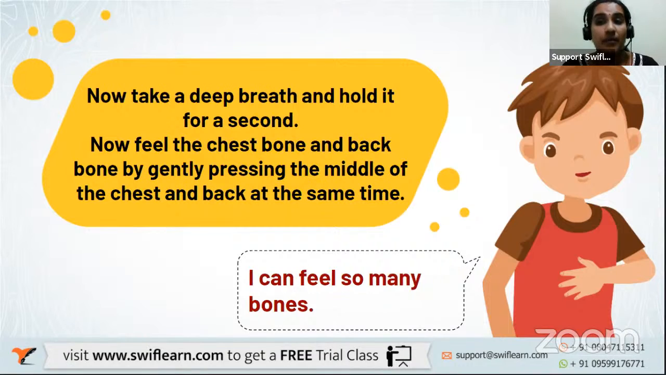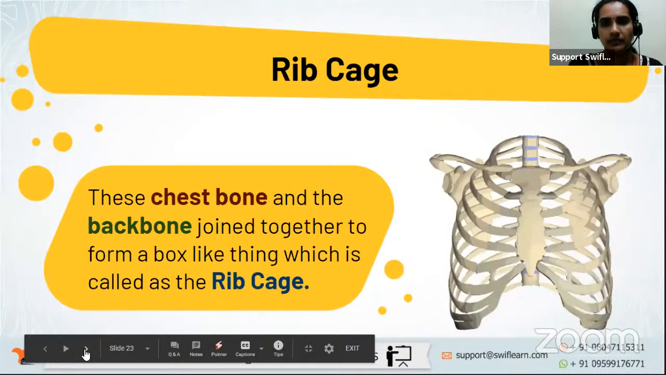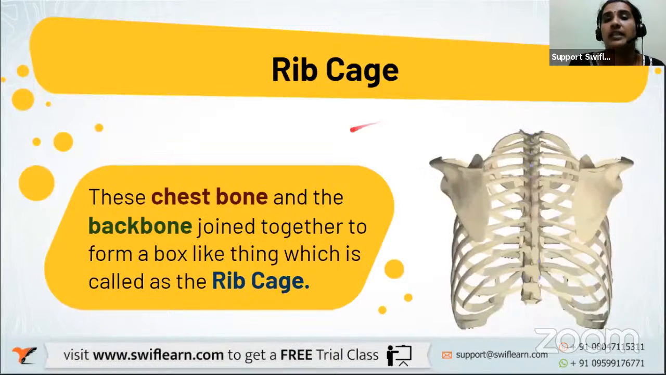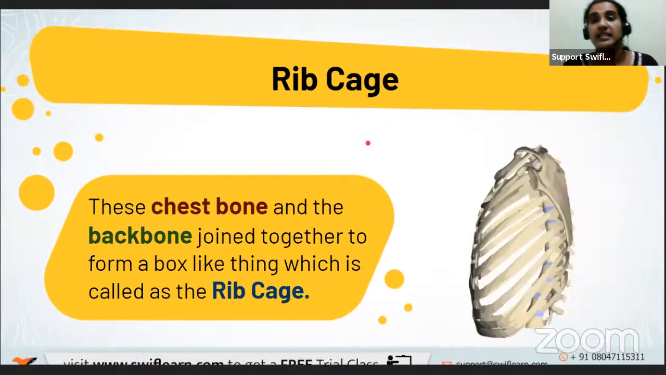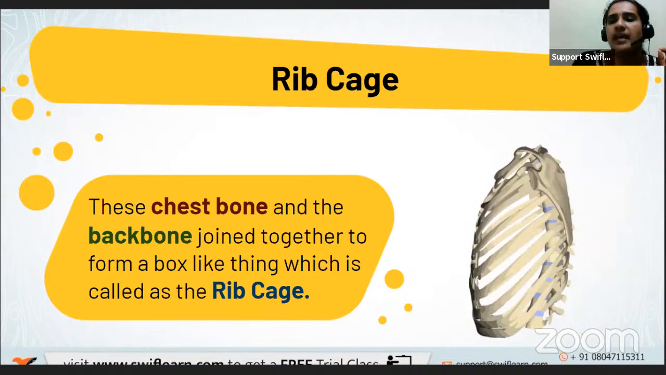There are several number of bones there. You can feel it in the front region, the chest region, and the backbone also. You can feel so many bones there. And what is that bone? That is the rib cage. Okay, that is a rib cage. In the front region, you were able to feel so many small bones. Okay, so this is a rib cage.